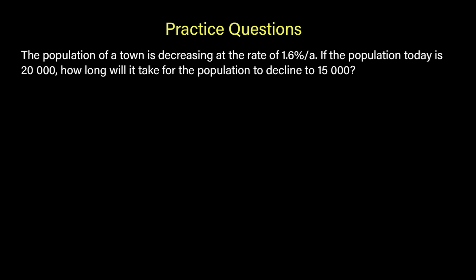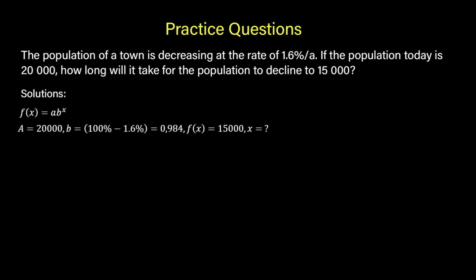The population of a town is decreasing at the rate of 1.6%. If the population today is 20,000, how long will it take for the population to decline to 15,000? Solution. Use the formula f of x equals a, b to the power of x. A is 20,000, b is 0.984, and f of x equals 15,000. Find the value of x.